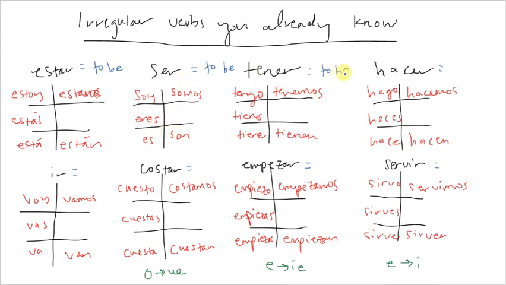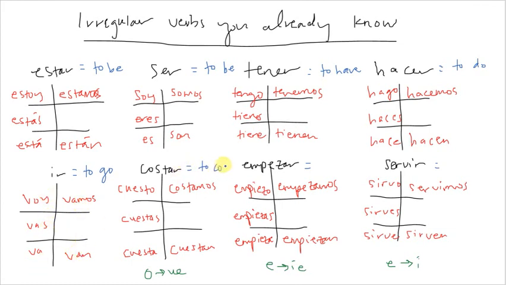Tener, to have. The yo is irregular because it's tengo, and then it also is a mini stem changer, e to ie. So tengo, tienes, tiene, tenemos, tienen. Hacer, if you'll remember, to do. The yo is hago, which is irregular. The rest of them are regular: haces, hace, hacemos, hacen. Ir, to go, is 100% irregular: voy, vas, va, vamos, van.